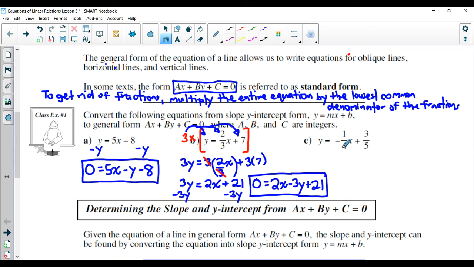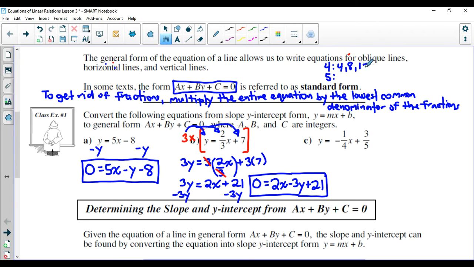Okay, next one. This is a little bit tougher. So this one actually has 2 fractions as opposed to 1 fraction. So here's where I'm going to have to use my rule. I said to get rid of fractions, multiply the entire equation by the lowest common denominator of the fractions. Now, the lowest common denominator of the fractions would just be the lowest common multiple of these 2 denominators. Now, I suspect most people can immediately identify what the lowest common multiple is, but if you ever forget how to do that, you could write down a multiple list.